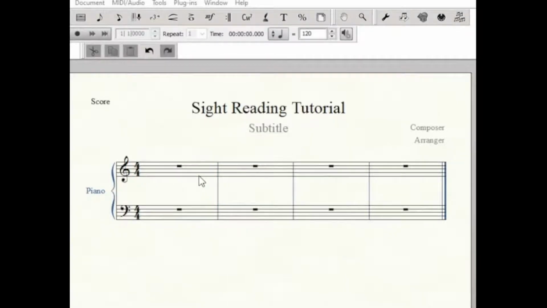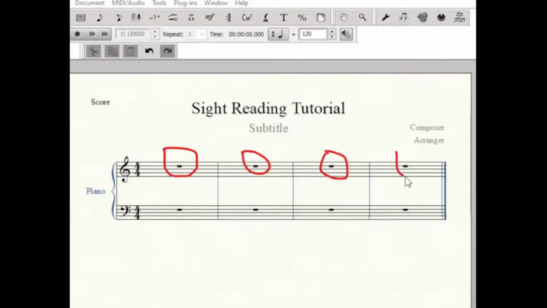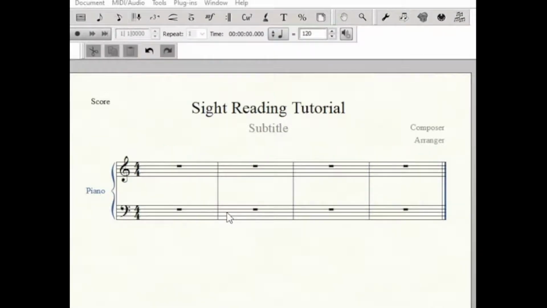So we have no notes here. These are just blank measures. But are they really blank? We have this symbol here, which is a full rest, a full 4-beat rest. So it means there's no notes and no music being played in any of these measures. So we would have 4 measures of no notes being played. We'll get more into what rests are shortly.